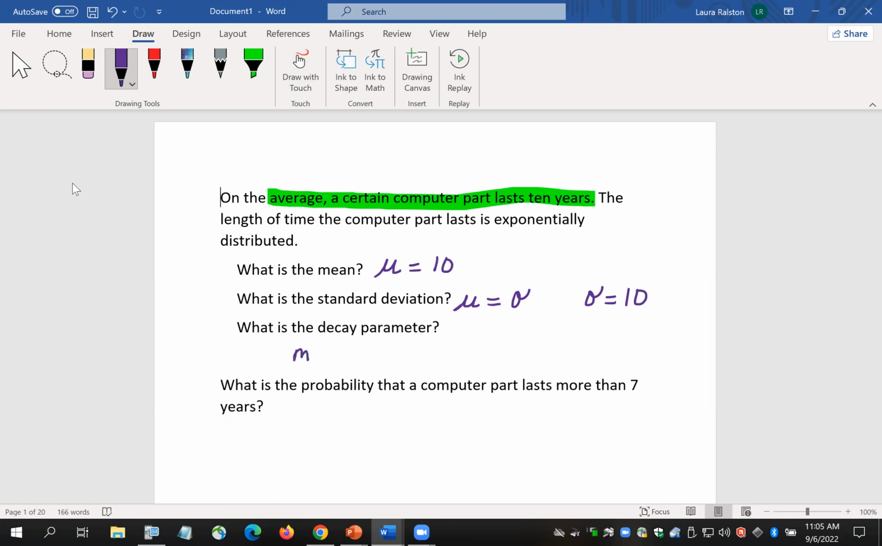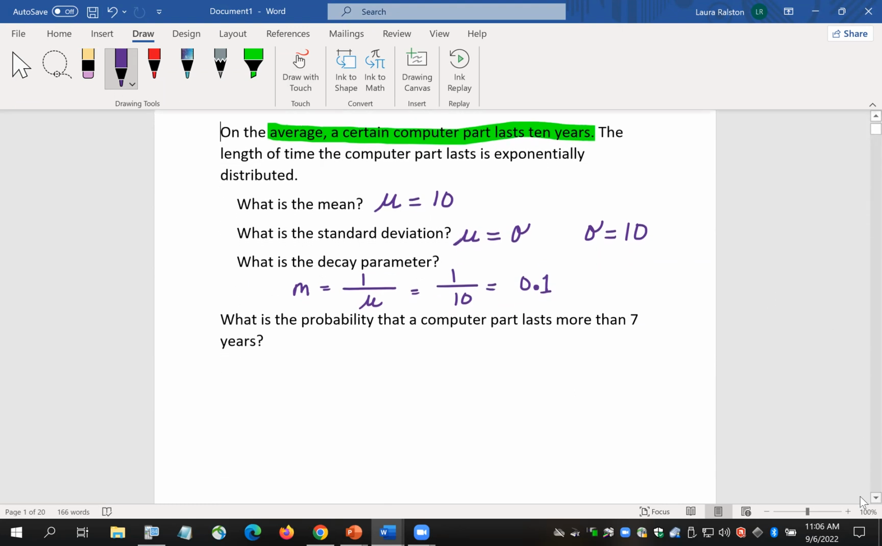The decay parameter is 1 divided by the mean. So we would have 1 divided by 10, which is 1/10. I would write it as a decimal. You could leave it as a fraction, but most people do not like to use fractions, so a decimal is okay.